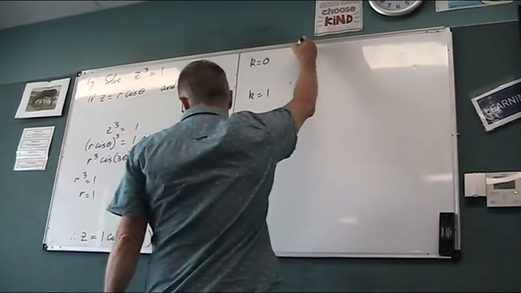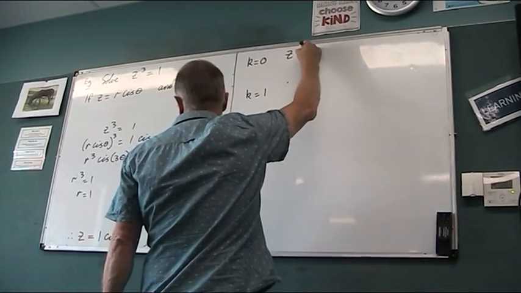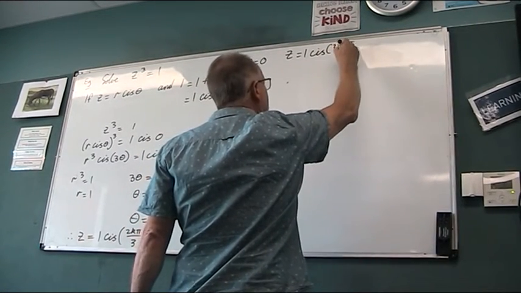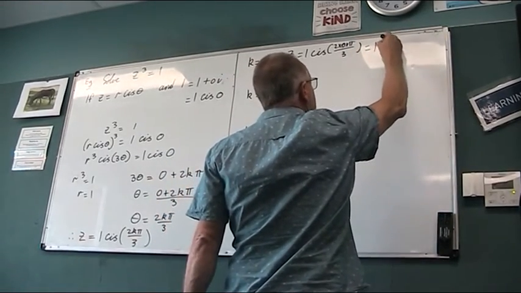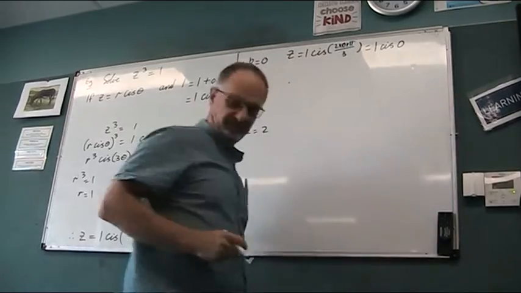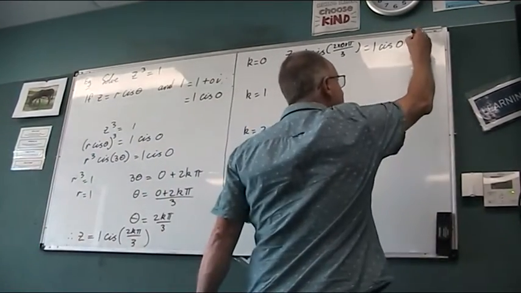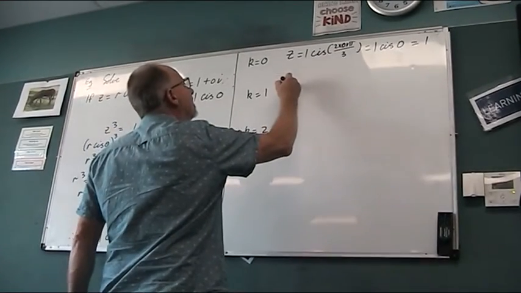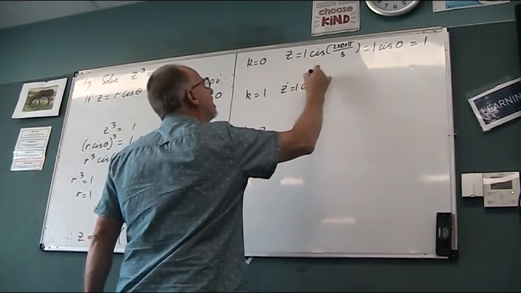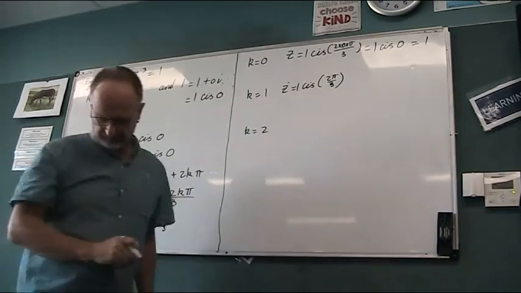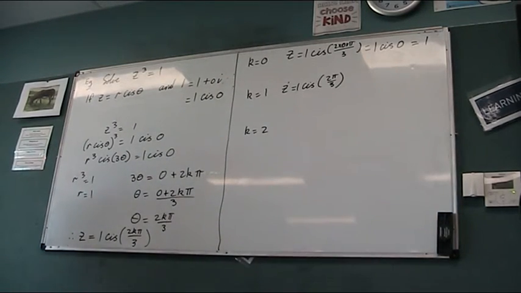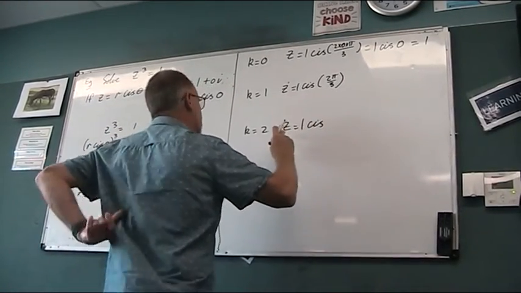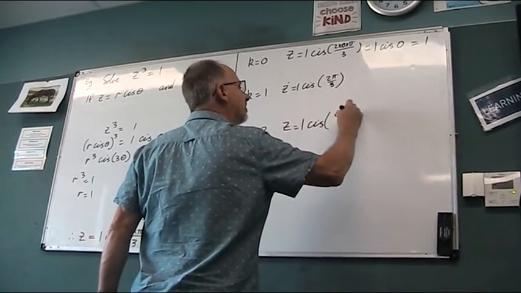Now have a look. So when k equals 0, z is 1 cis 2 times 0 times pi over 3, which is 1 cis 0, which of course is 1. So that's one of our solutions. The next solution is when k is 1, cis 2 pi on 3. That's all good. The next one equals 1 cis 4 pi on 3.